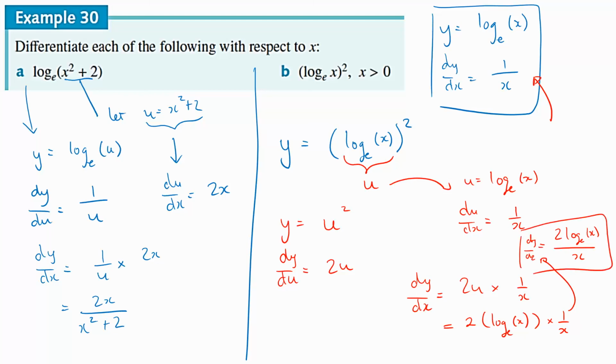Perfect. Was that easy? Yeah? Okay, and that's exercise 9H. The only difference is in a couple of questions there, they'll ask you to find the gradient at this point, at that point, or find the coordinates, so you've got to work backwards. Yeah?